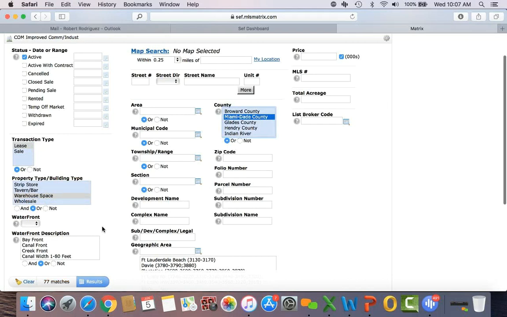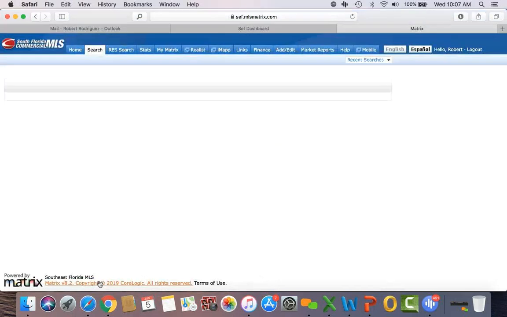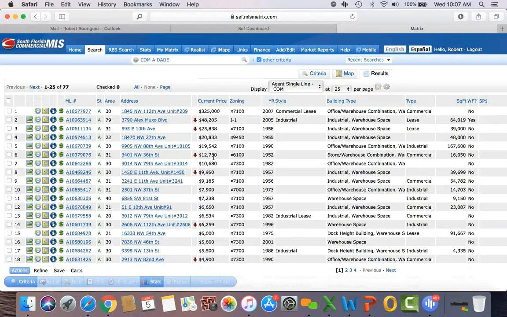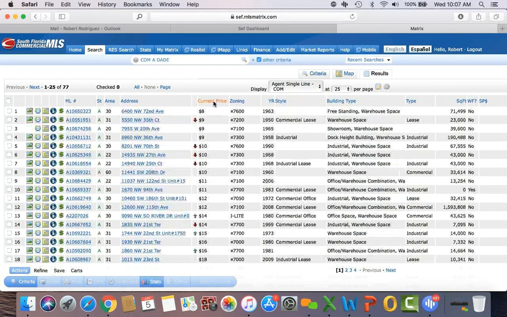options. That's 77 results of warehouses for lease in Miami-Dade County. We're going to click on results. In our results, normally you'll see a price per square foot option like this, where it says that the current price is $8 a square foot. Now the property, if you notice, the property is actually $71,499.